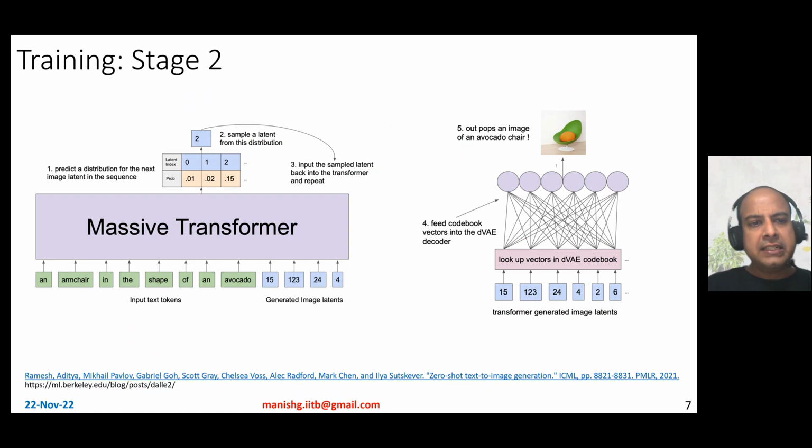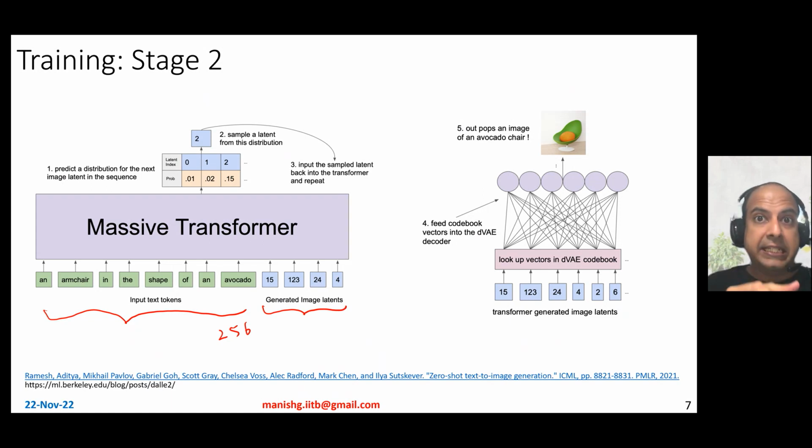Okay. So it's a nice illustration of how stage 2 works. You feed in the caption tokens, the text tokens, as input. Of course, you also do padding up to 256 different tokens. You feed the image latents that are generated by the first stage. Remember the encoder of the first stage, 32 cross 32 here. And then the idea is that, in an autoregressive manner, the first step while training is to predict a distribution for the next image latent in the sequence.